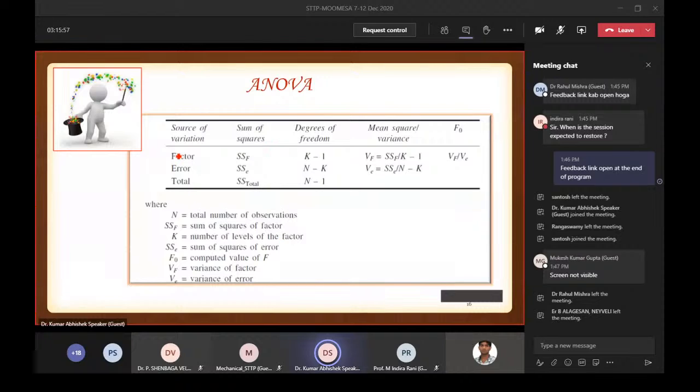Whatever the source of variation for any experiment is, that is the factor, and the error is over which you don't have any control, and this is caused by uncontrollable factors. So for any experiment in the ANOVA table, you have to find the sum of squares, degree of freedom, mean square, and the F value, and this F value decides whether the factor has an influence over the output or not.